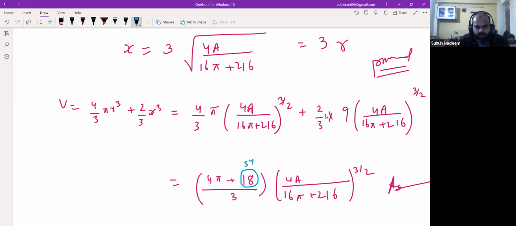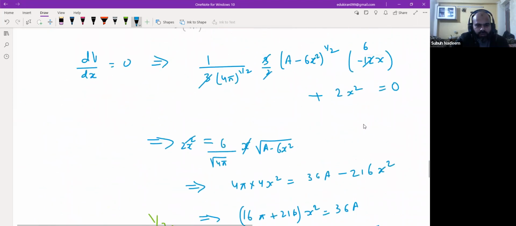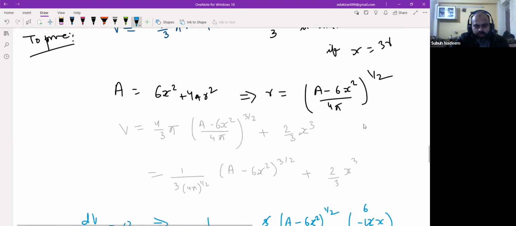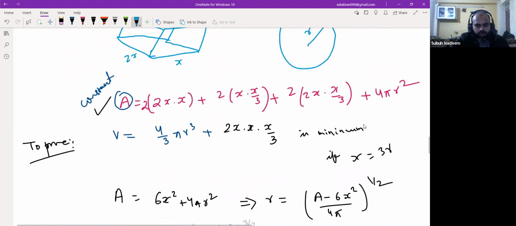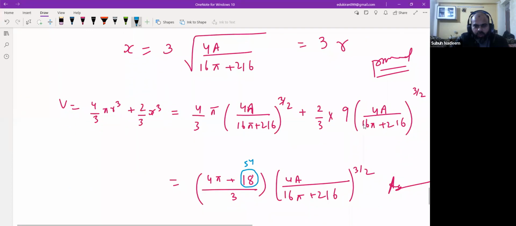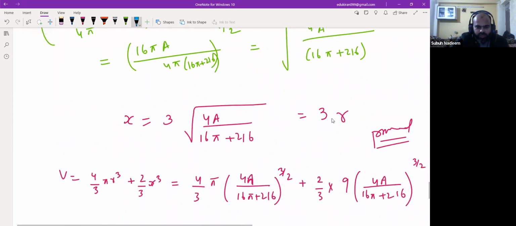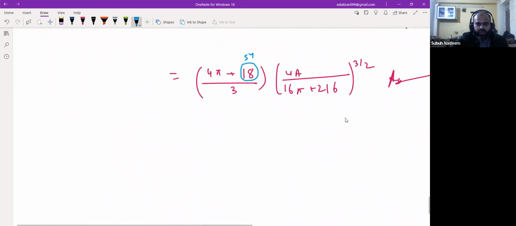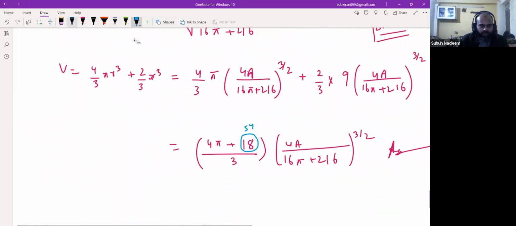4 pi plus 18 by 3. What was 2 by 3 x cube? This one, no? It was 2 by 3 x cube, and x is 3r. So x cube is 27 r cube. So when you do the cube of 3, it will not be 9, it will be 27. So this will become 4 pi plus, this careless mistake we did.